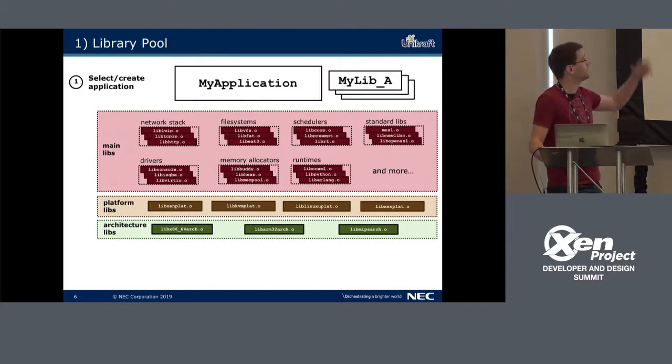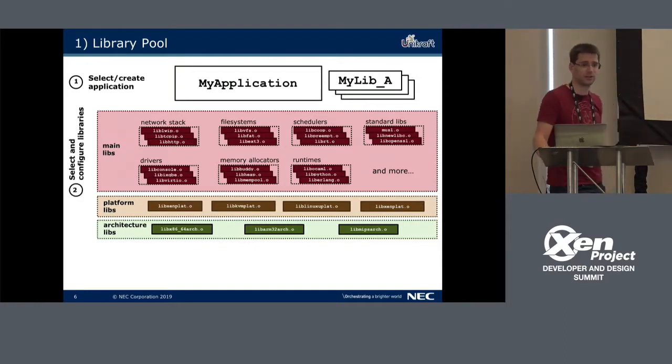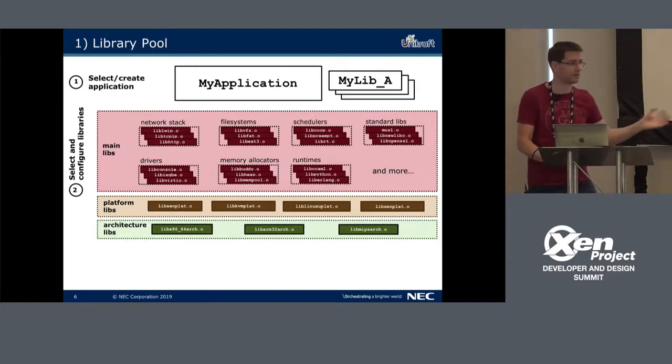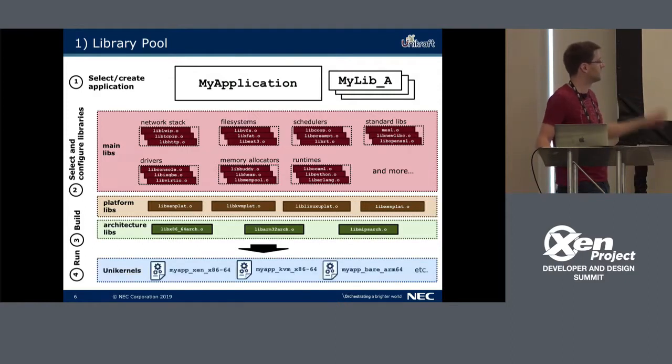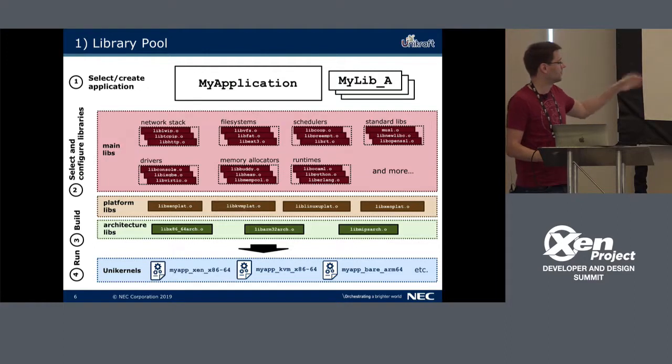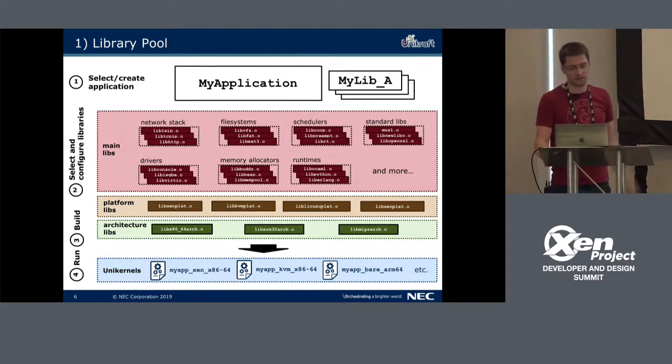The idea is you come with your application or you develop it, and pick the libraries out of the pool that you need for your OS features, such as file system support or a scheduler. Or if it's single-threaded, you don't need a scheduler, so you keep it out. The build system then builds you multiple images depending on your selection, each of them optimized for your selected target execution environment.